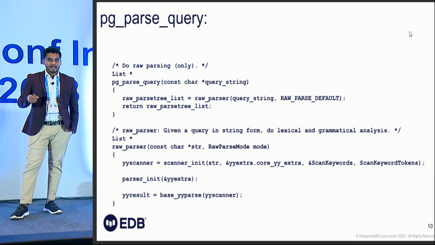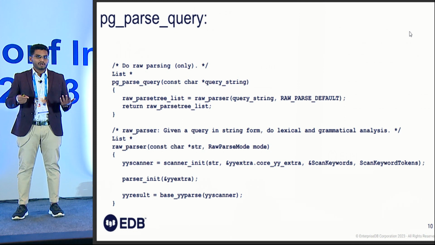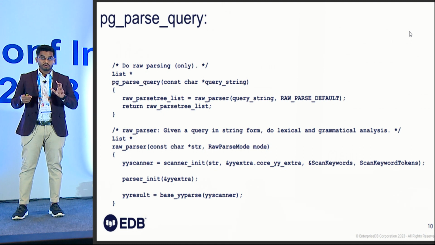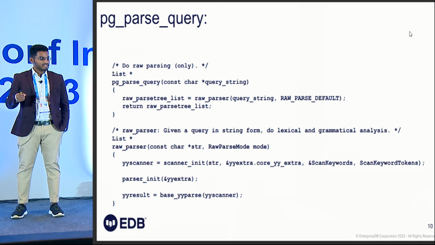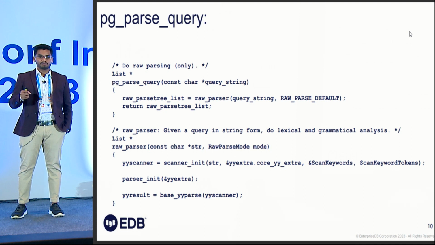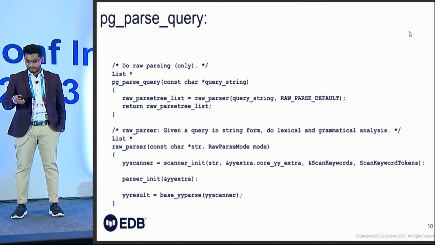So if you want to read the existing rules, or you want to change the rules or write a new rule, then where you need to write the code is the gram.y file. If you want to add a new syntax, gram.y is the correct place.